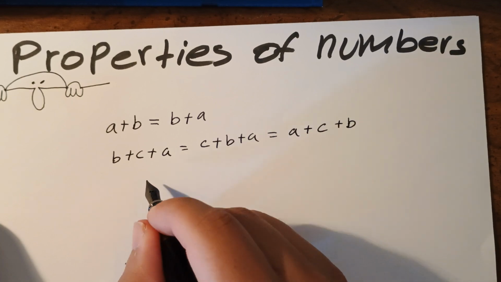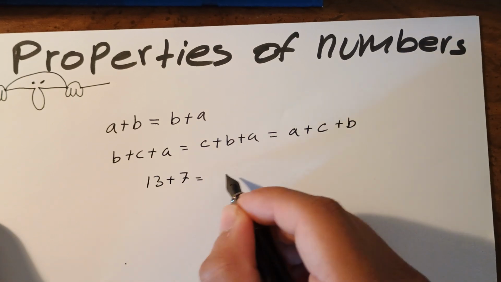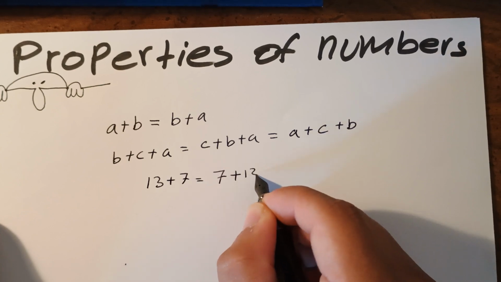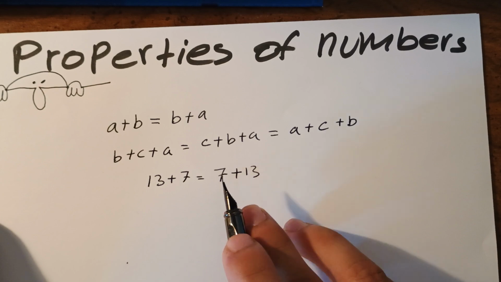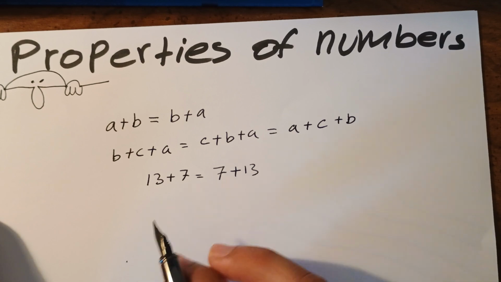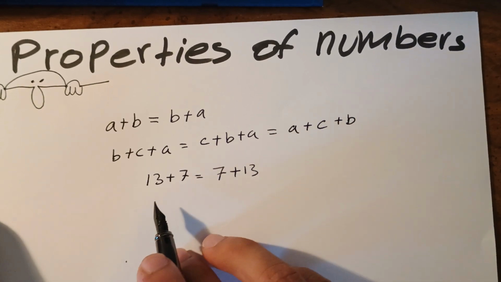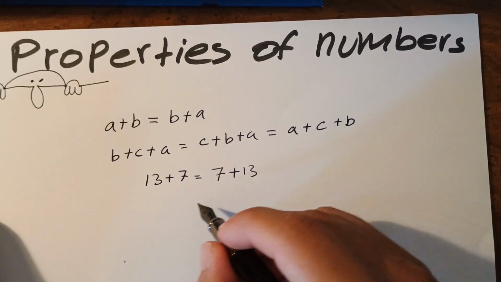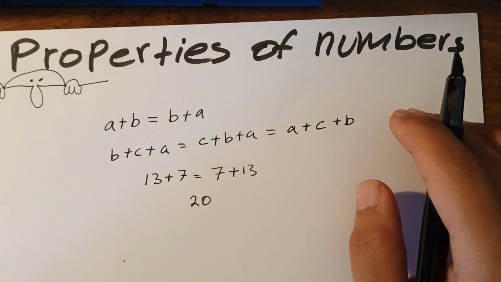Quick example is 13 plus 7. It's the same as 7 plus 13. I just switched the numbers. I put this one on the left side, this one on the right side. Over here it's on the left, over here it's on the right. No matter how many times I switch these numbers when we're adding, it'll be the same answer. That answer, of course, is 20. So that's the commutative property of addition.